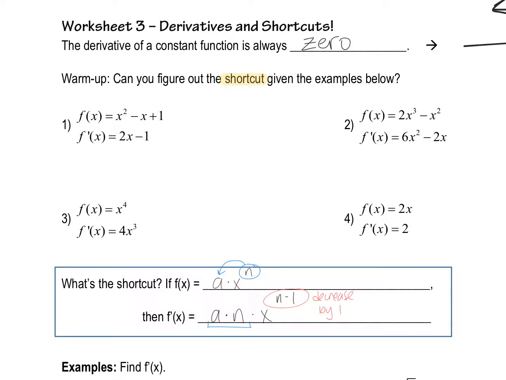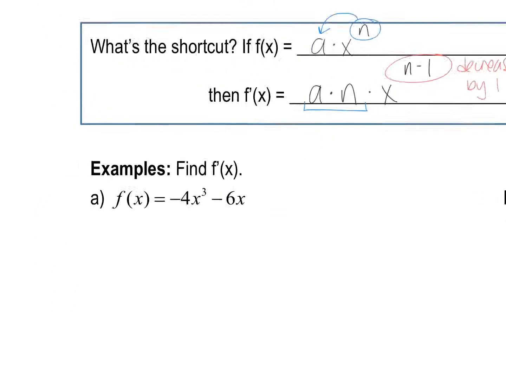Okay, so that is the shortcut. If you have a whole number multiplied by x to a certain exponent, you multiply the a and the n, that's why we have a and n right here, and then the x stays, but the exponent decreases by 1, and that is it. Let's dive into some examples, and let me show you how simple these are.